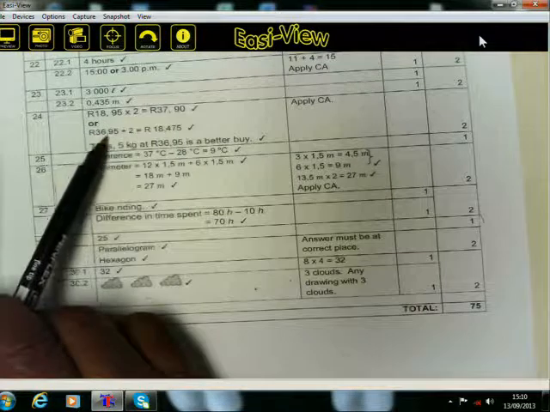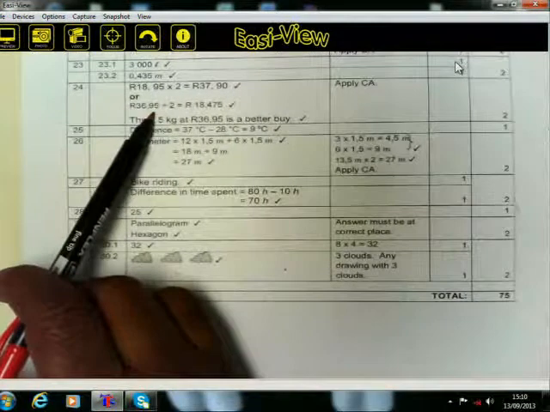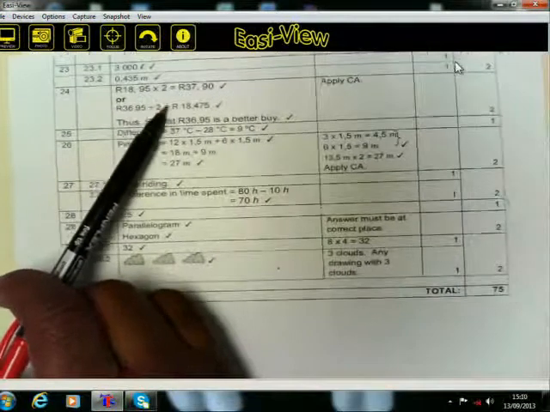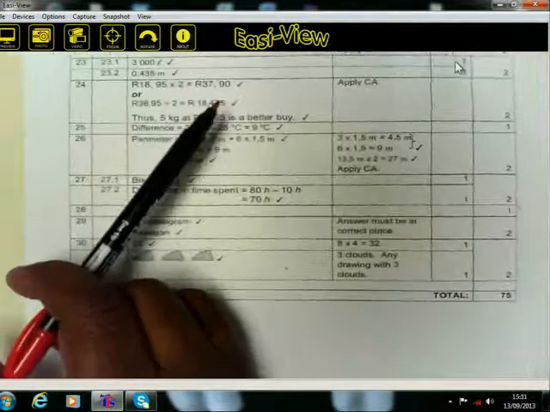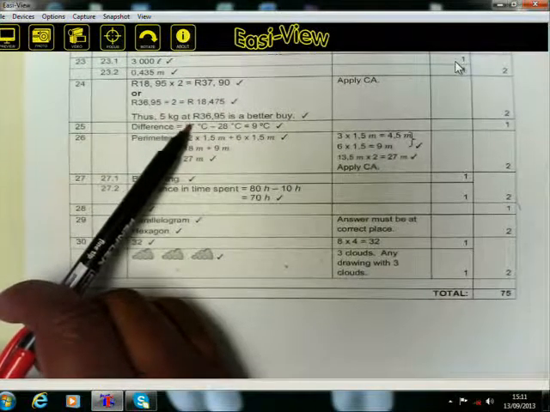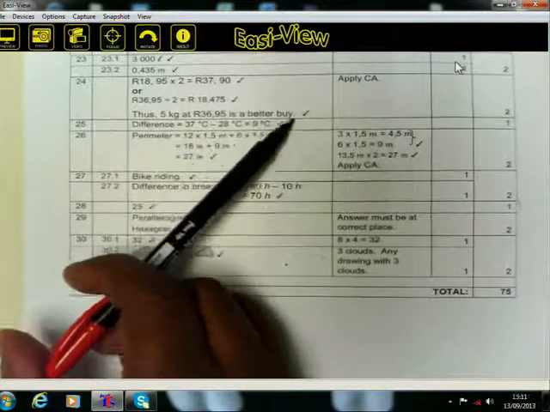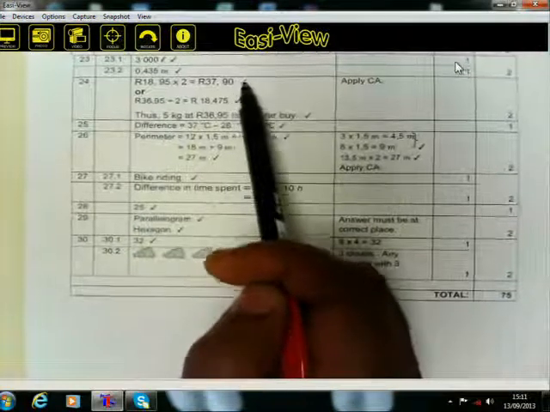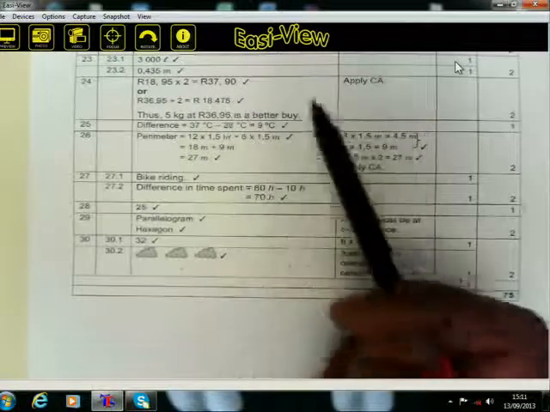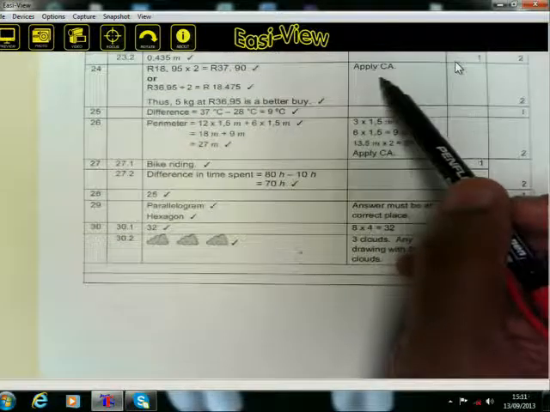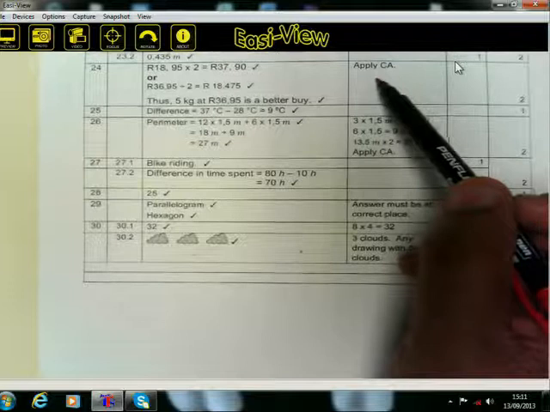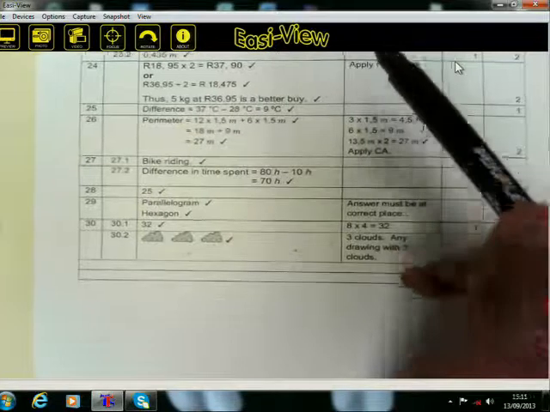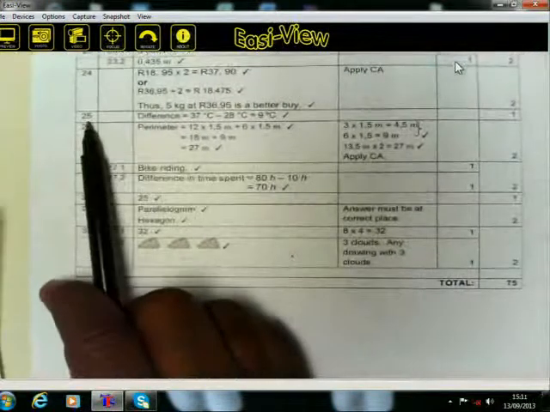Or you do it the other way. 36 rand 95 divided by 2. It gives you that other way. Thus 5 kg at 36 is better. Then you mark the lena there. So you also apply here the CA. I think now I have talked too much about the CA, marking with that mistake of the lena. We understand this one. Okay, 25 also.